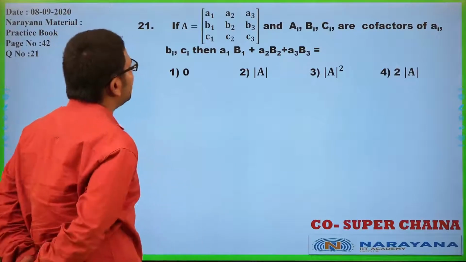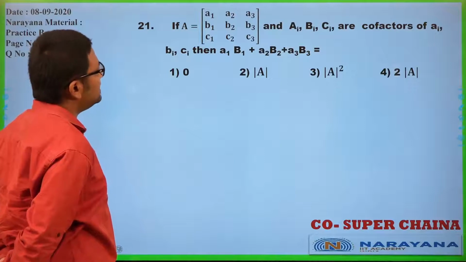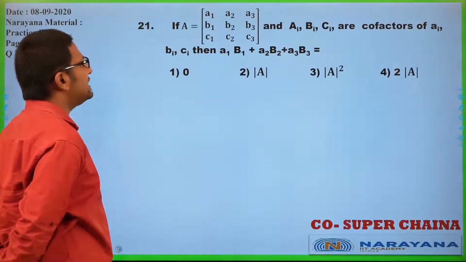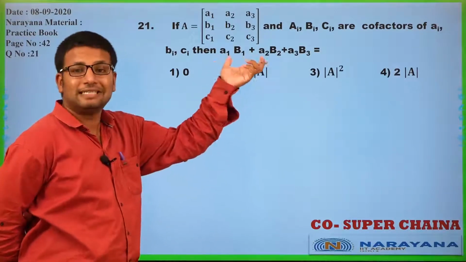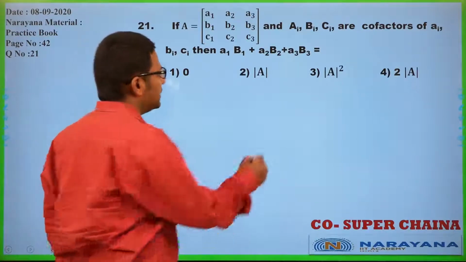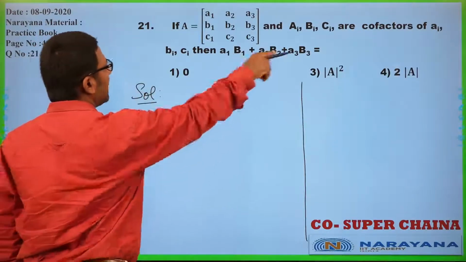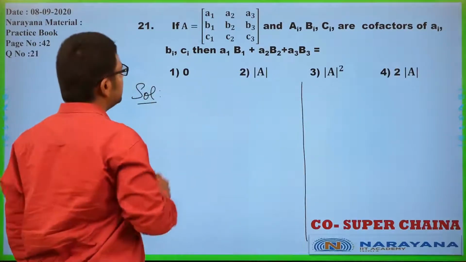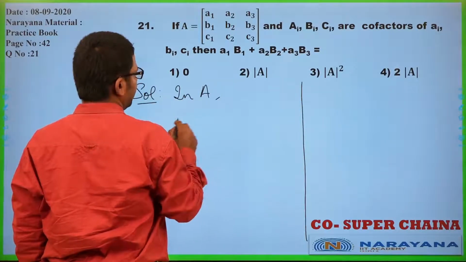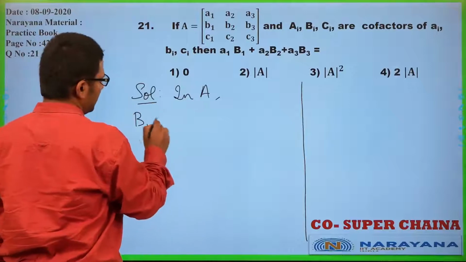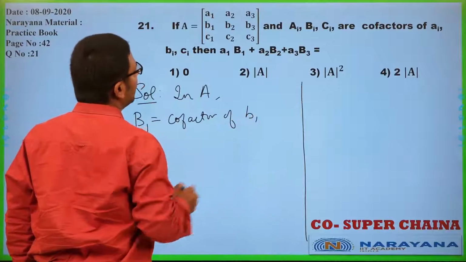If A is this given matrix and Ai, Bi, Ci are the cofactors of ai, bi and ci, then A1 B1 plus A2 B2 plus A3 B3 is equal to 0, where the B's are capital B's, which means cofactors of B1, B2, B3, right? So, let us first find out capital B1, B2 and B3, right? So, in A, capital B1, which is the cofactor of B1.